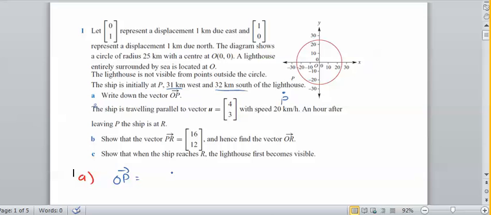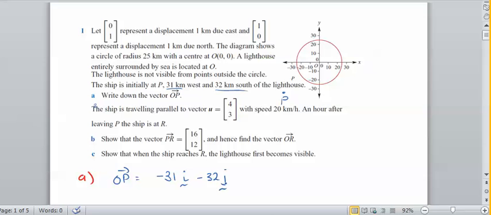is negative 31. Now we're going to call that i. Negative 32j. So write down the vector OP. That's pretty simple.